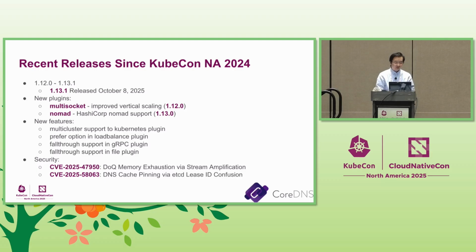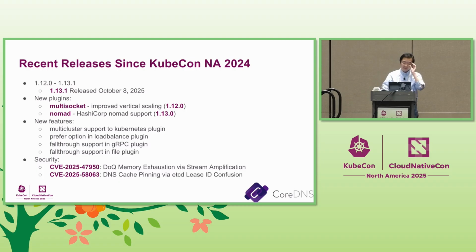For the past year, two significant plugins have been added. One is a multi-socket plugin, which improves vertical scaling a lot. I'm going to deep dive into the multi-socket plugin today as well. We also added a Nomad plugin so that you can potentially use CoreDNS to serve the DNS record if you have a backend for HashiCorp Nomad.